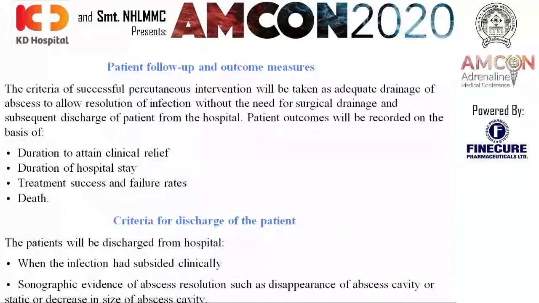The criteria of successful percutaneous intervention will be taken as adequate drainage of abscess to allow resolution of infection without the need for surgical drainage, and subsequent discharge of patient from the hospital. Patient outcomes will be recorded on the basis of duration to attain clinical relief, duration of hospital stay, treatment success and failure rates, and death. Criteria for discharge: the patient will be discharged from the hospital when the infection has subsided clinically, with sonographic evidence of abscess resolution, such as disappearance of abscess cavity or static or decrease in the size of abscess cavity.